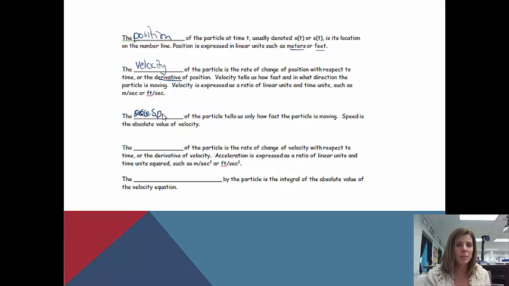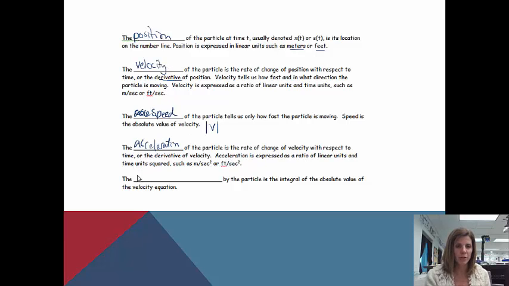The speed of the particle, and we've already discussed this as well, tells us only how fast the particle is moving, and speed is the absolute value of the velocity. So it doesn't consider direction. Okay, and then the next one is the acceleration of a particle, which is the rate of change of velocity with respect to time, or the derivative of velocity, or the second derivative of position. Acceleration is expressed as a ratio of linear units and time units squared, such as meters per second squared or feet per second squared. So that's all stuff basically you've had before.